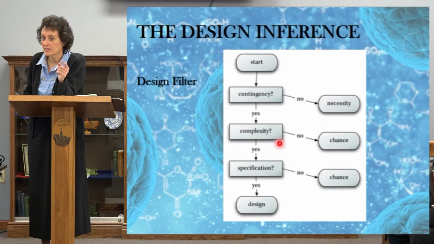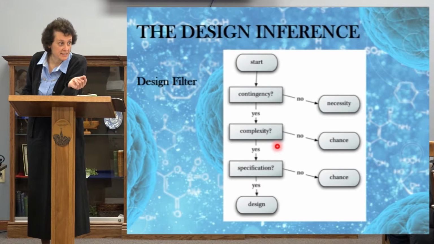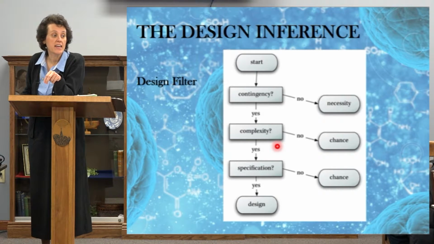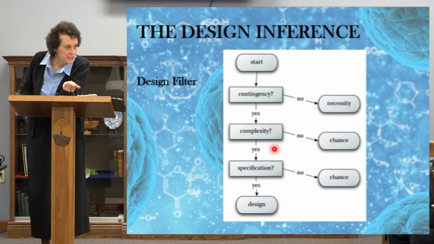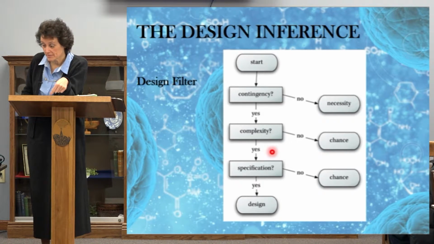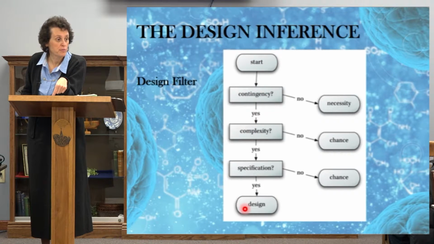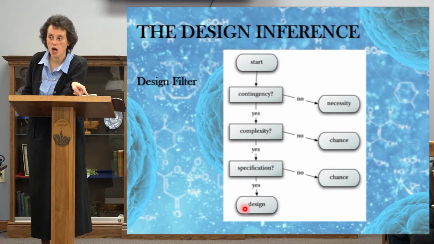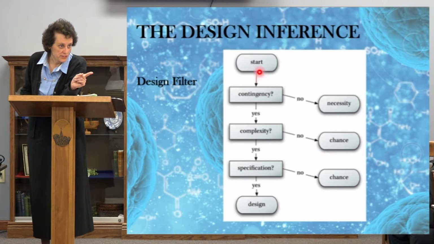So if it's not a contingency, if it's attributable to natural law, it is not a contingency. If it has a high probability of happening, it's just chance. If it has a low probability of happening, it's complex. Then, if we can recognize it, it is specified. And so if all of these together are true, then we can infer design. We can say this had an intelligent cause. It was designed.